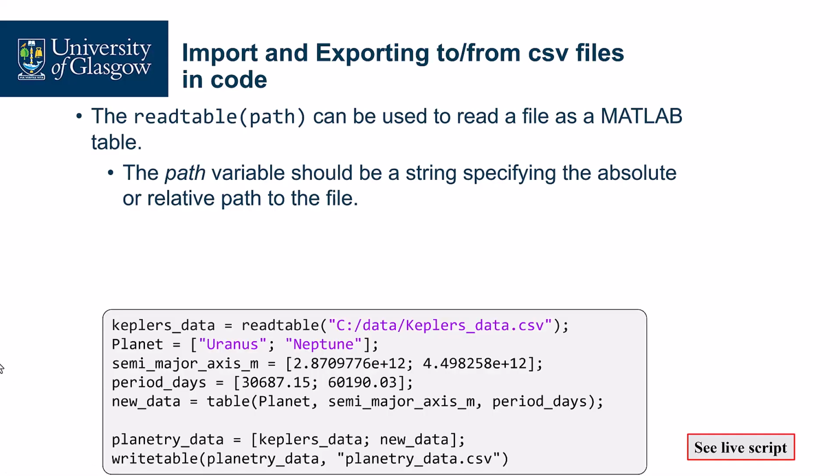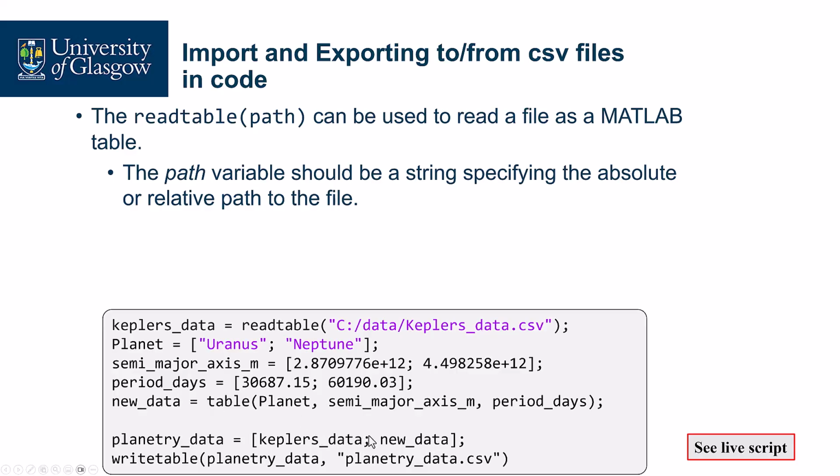So what can I do? I make a planet, the semi-major axis M, and period days, and we can see these are the previous column names, right? I add additional information of Uranus and Neptune into them. So I add new data to that, right? Now I can use the table function. We put the three things inside as new data. So the new data becomes a new table, right? Then we have calculus data as the old table and the new table, which we call new data.